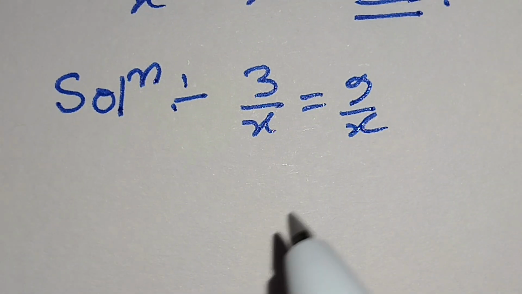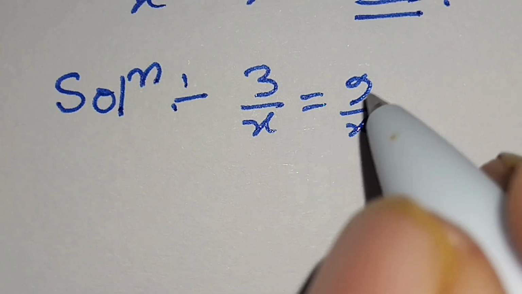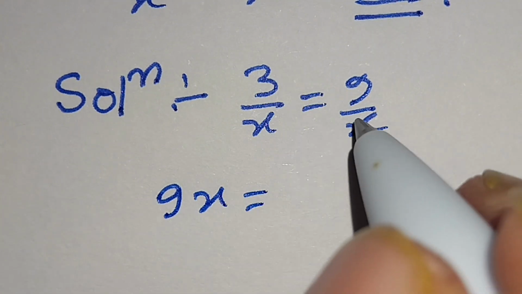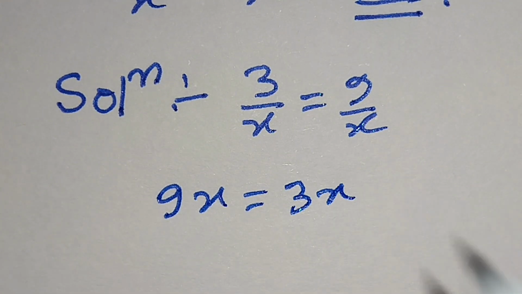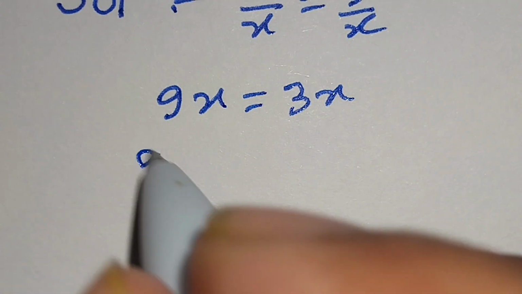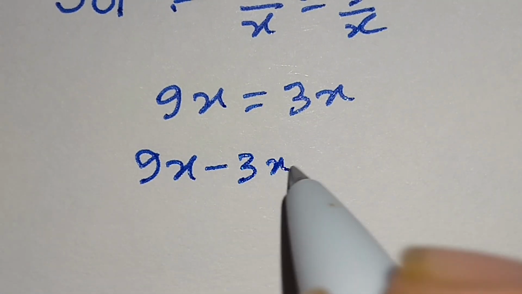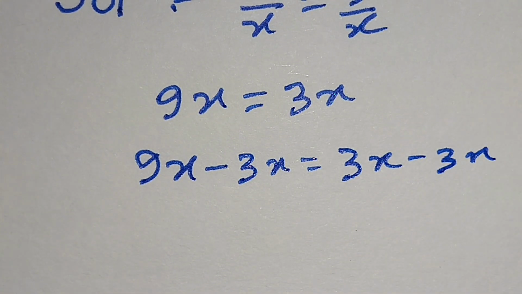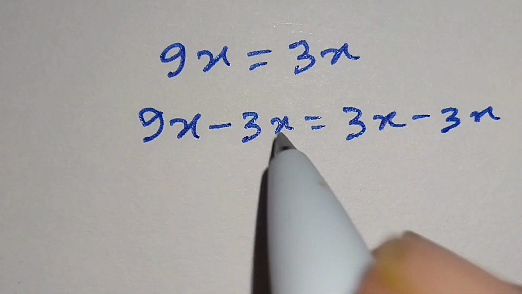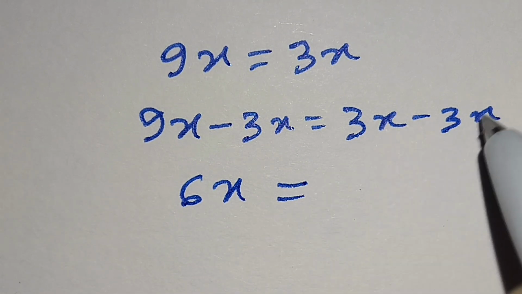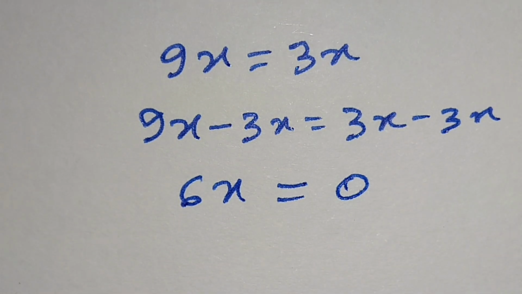By cross multiplying we get x times 9, which is 9x, is equal to 3 times x, which is 3x. Now we will subtract 3x from both sides. So you can write 9x minus 3x is equal to 3x minus 3x. Here 9x minus 3x is equal to 6x, is equal to 3x minus 3x, which is 0.